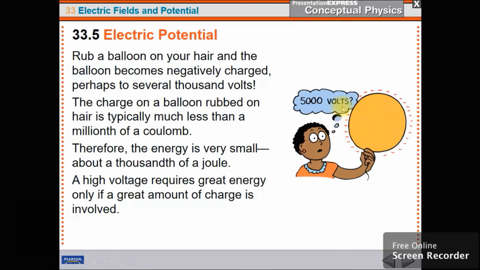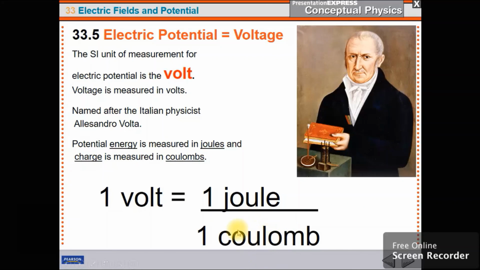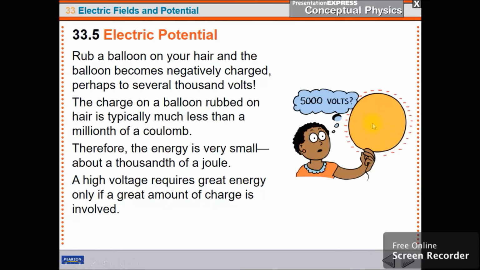Now, why is this charge on the balloon not going to kill you? Because there's a millionth of a coulomb. So if I have a millionth of a coulomb and I have a lot of volts, I don't have that much energy. A tiny amount of energy divided by a very tiny amount of charge can make a high voltage, but there's not enough energy to kill you. And it's the energy that's the dangerous part. So that's how you can have 5,000 volts on that balloon, and it's not going to hurt you.